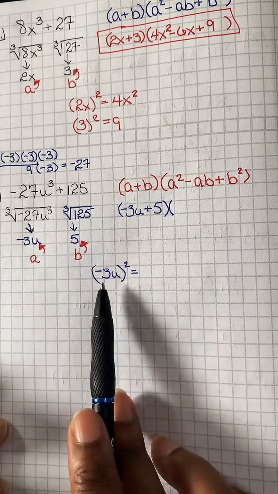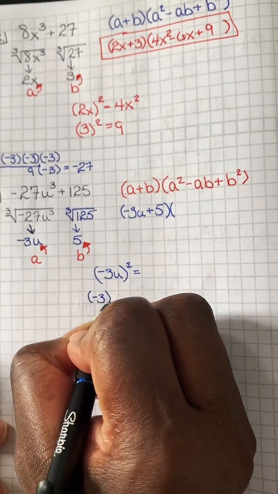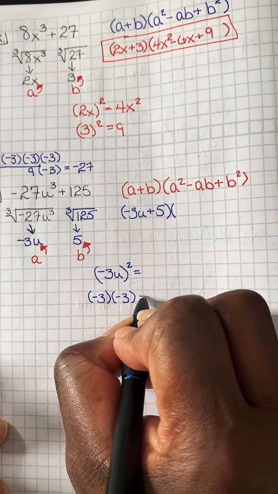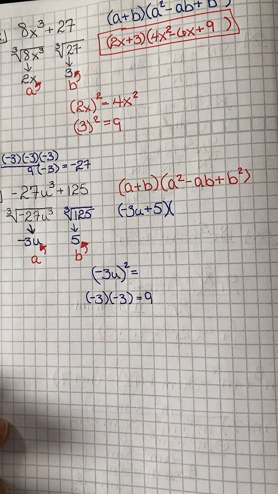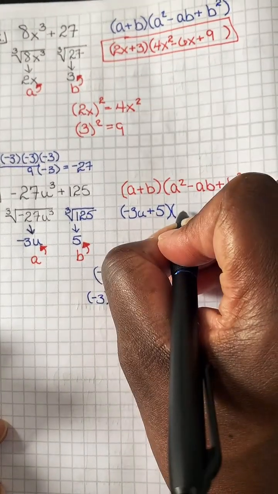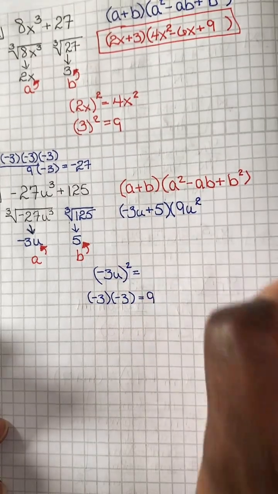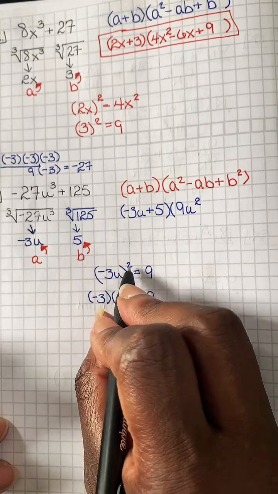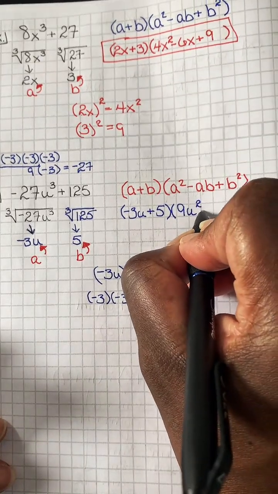All right, Selena. So since we have a negative 3, this is actually saying negative 3 times negative 3. And negative times a negative will give you your positive 9. Okay, there you go. So it's a positive 9u squared, because a negative times a negative gives me a positive, and then raising u to the second power, that's u squared. Bring down the minus sign.